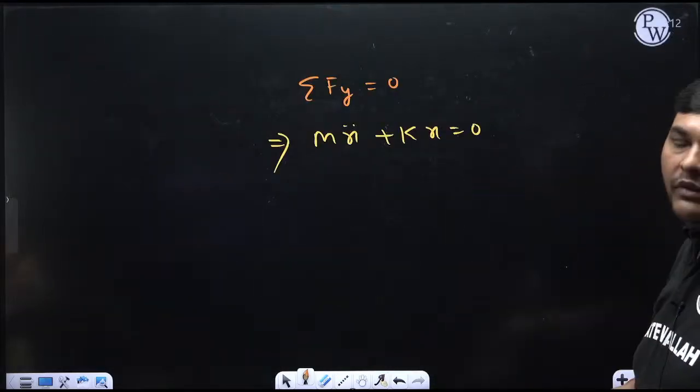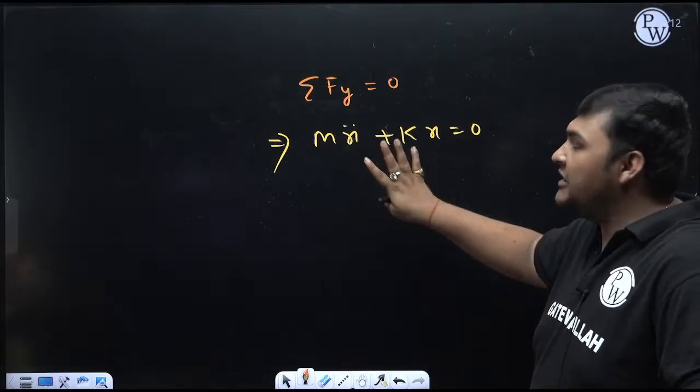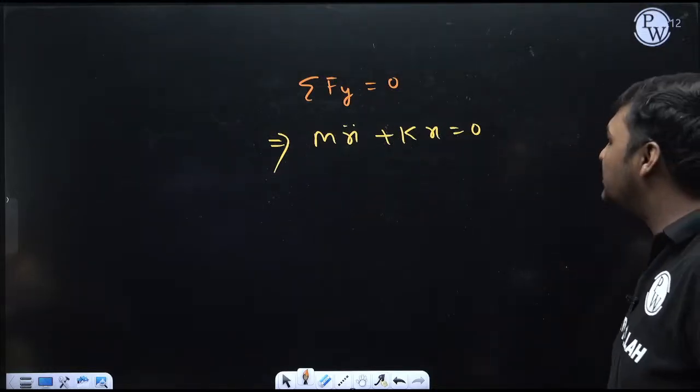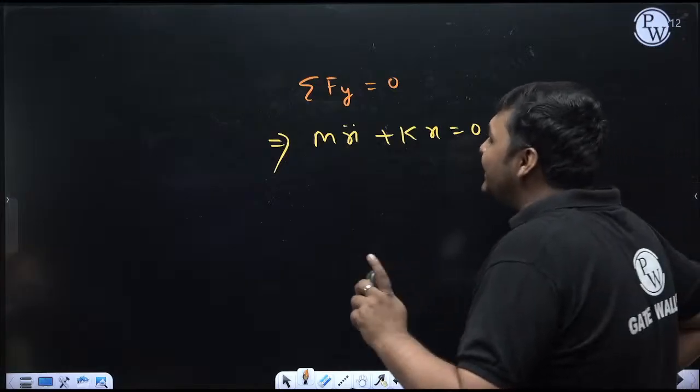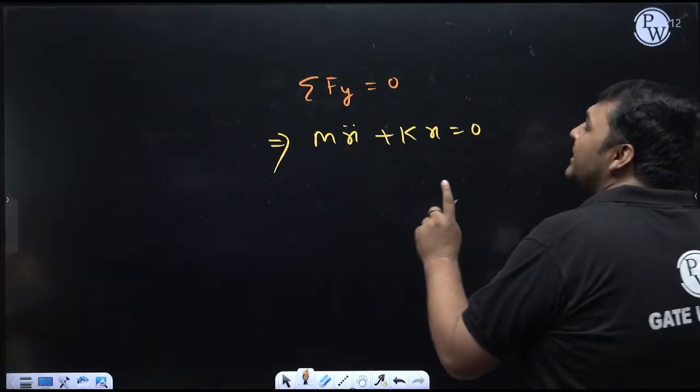Now I am not going to solve this equation because right now I am not explaining differential equations, but this is the equation of the general case of free undamped vibration: m x double dot plus kx equal to 0. But how did I derive this equation?